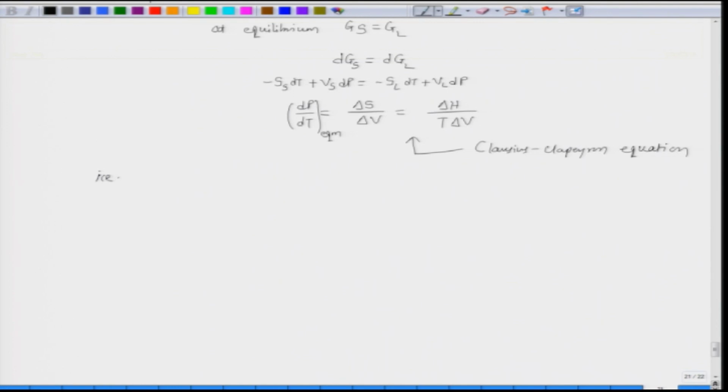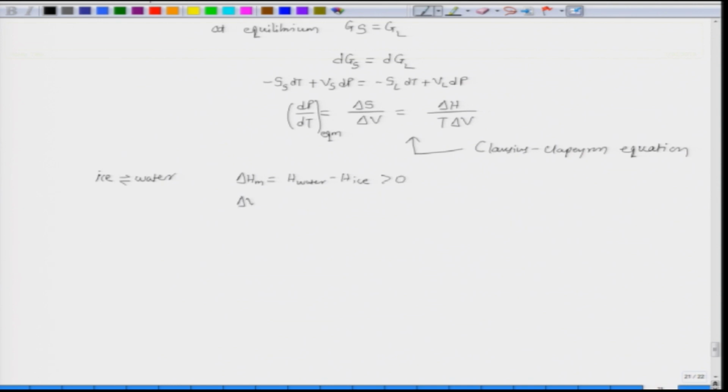So, for melting of ice, we know ice to water transformation, what should be delta H? H water minus H ice should be positive or negative? Positive, right, because the higher temperature phase will have higher enthalpy, and that appears in the latent heat of fusion, right. So, heat is absorbed because water has higher enthalpy. So, this is positive, greater than 0.